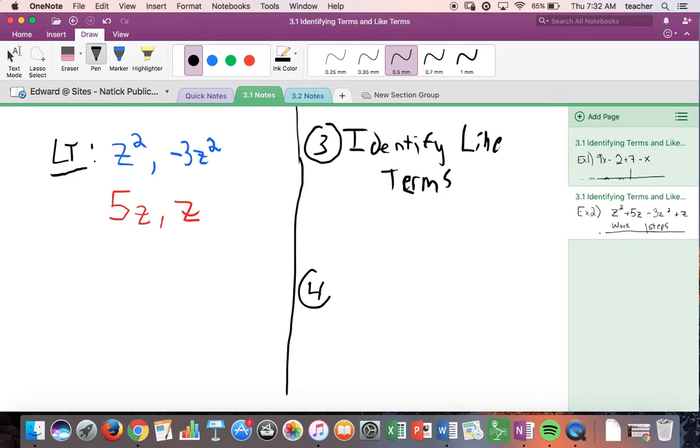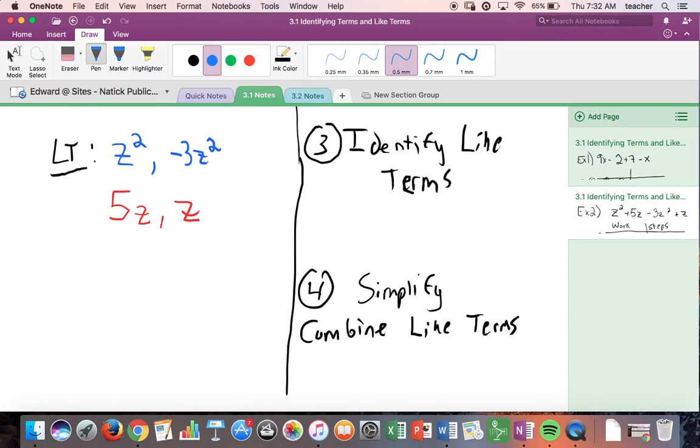Then in my last step, we simplify. And the way we simplify is we combine like terms. So we take our like terms, z squared, and we add it to negative 3z squared to get negative 2z squared.